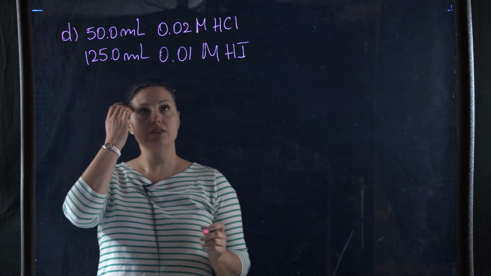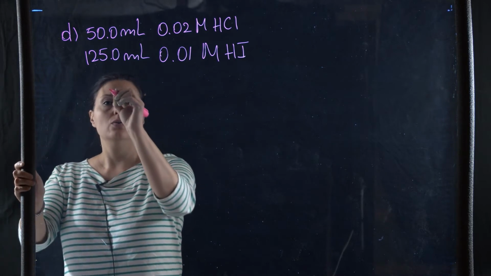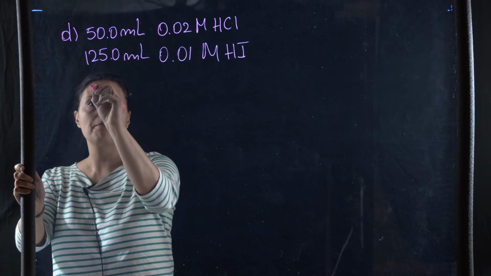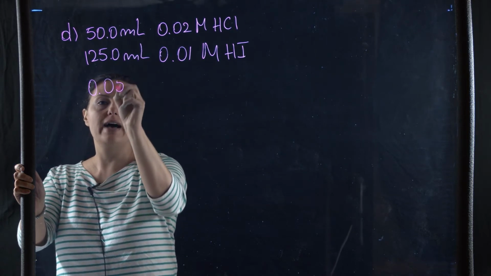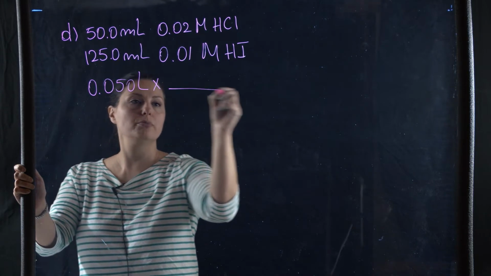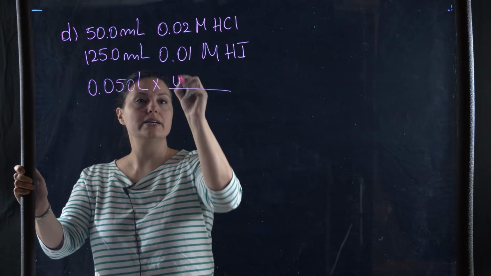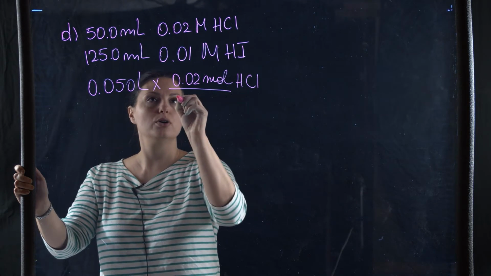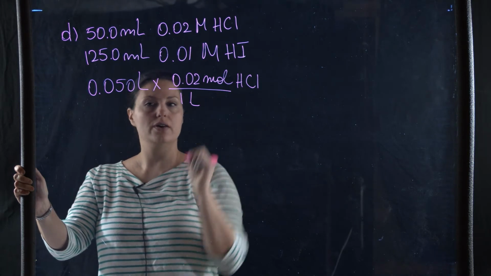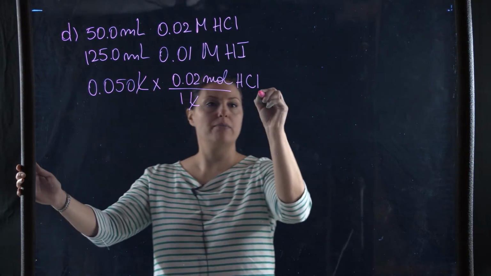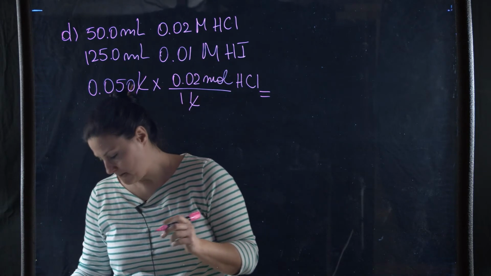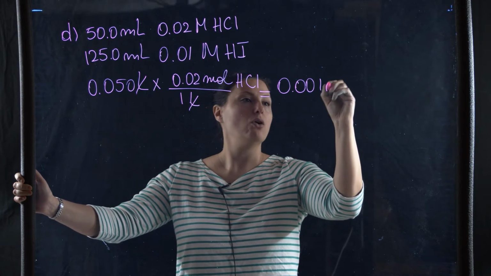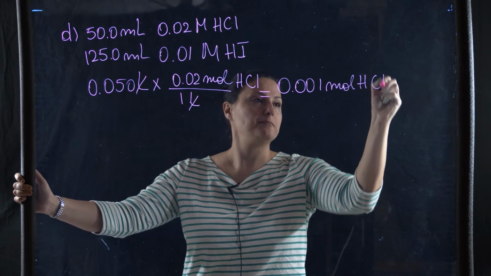So the first thing we need to do is, we know that if I'm given an amount, I'll convert that to liters: 0.05 liters multiplied by my molarity, which is 0.02 moles of HCl per 1 liter of solution. My liters will cancel, so if I multiply that, that gives me 0.001 moles of HCl.